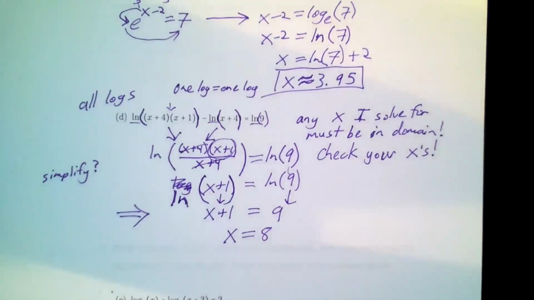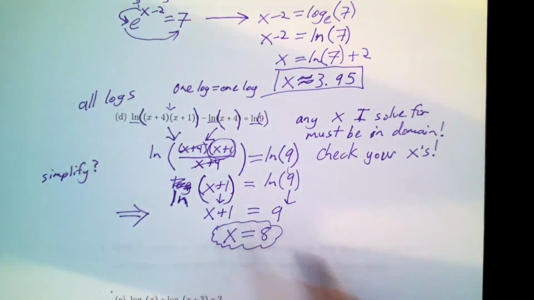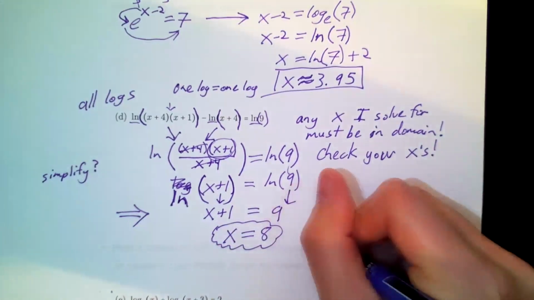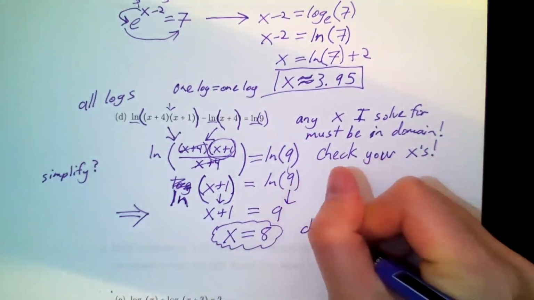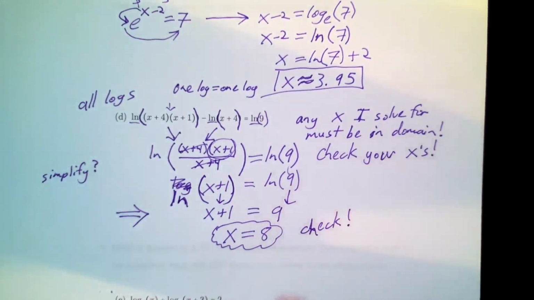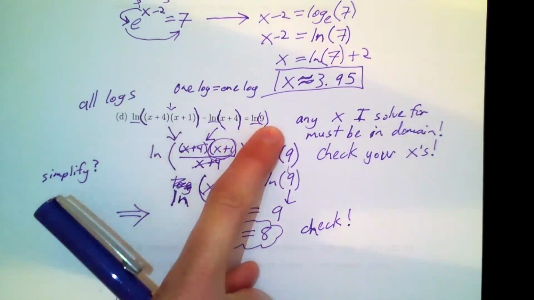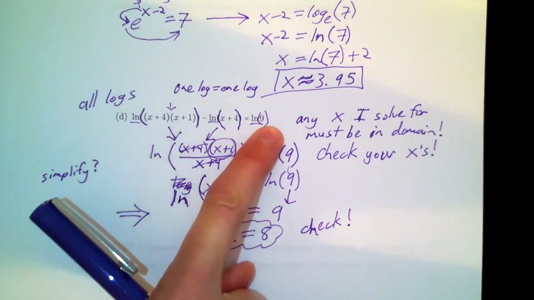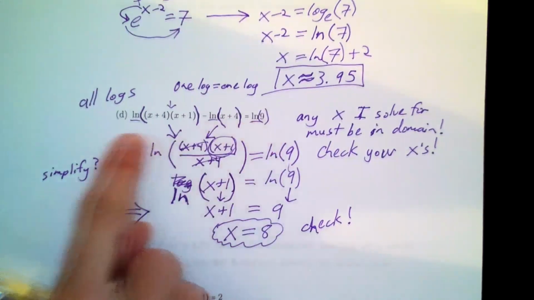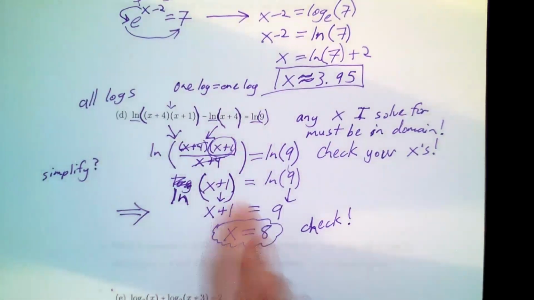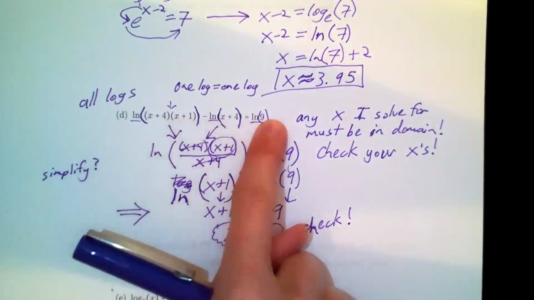Now this is where we found x is 8. We solved it algebraically. This is the algebraic solution I get. But we've got to check this 8 to make sure that it is in the domain of my logs. So if I take this 8 and I try to plug it in up here, does my calculator throw me any errors? So that's what I'm checking for. Does this 8 cause any errors in these logs?